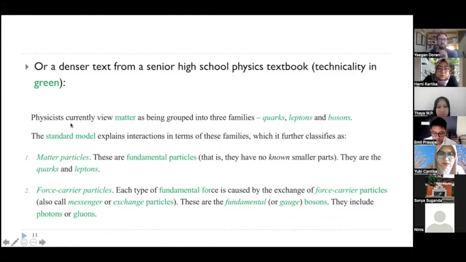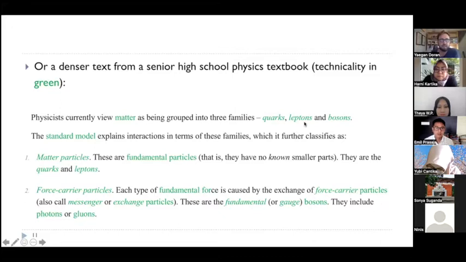So physicists currently view matter, I've got all the technicality in green. Physicists currently view matter as being grouped into 3 families: quarks, leptons, and bosons. The standard model explains interactions in terms of these families, which it further classifies as matter particles. These are fundamental particles. That is, they have no known smaller parts. They are quarks and leptons. Force carrier particles. Each type of fundamental force is caused by the exchange of force carrier particles, also called messenger or exchange particles. These are fundamental or gauge bosons. They include photons or gluons.